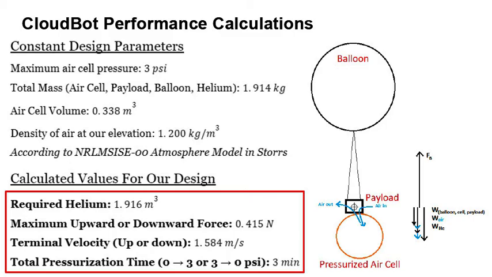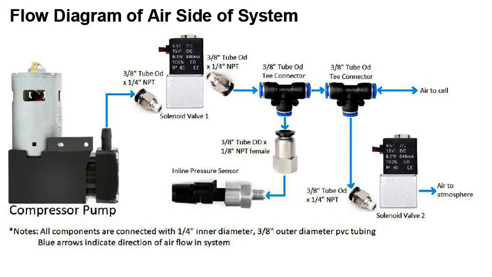From testing, we found that the total pressurization time from 0 to 3 psi, or vice versa to depressurize, was around 3 minutes. This is the air system that we developed for the Cloudbot, which directs airflow to and from the air cell. When the compressor pump is running, we can open solenoid valve 1 and close valve 2 to allow air to flow directly into the air cell.